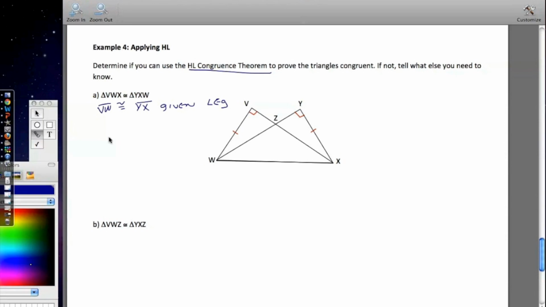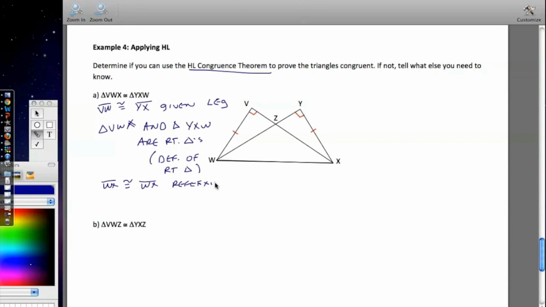And because triangle VWX and triangle YXW are right triangles, that's the definition of a right triangle. Notice they have a right angle in them. I can also say that WX is congruent to WX because that's the reflexive property of congruence. Now, if this is congruent to itself, I have a hypotenuse and a leg of the two triangles.